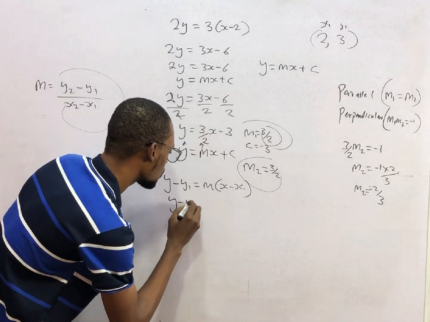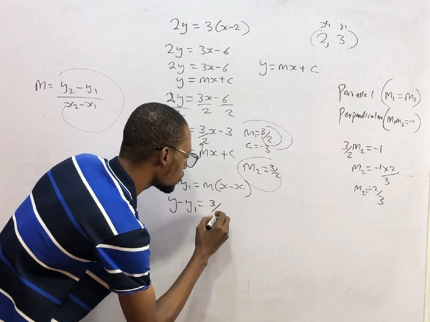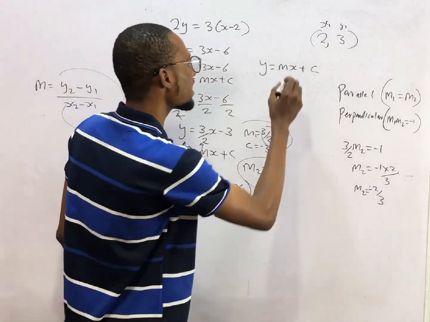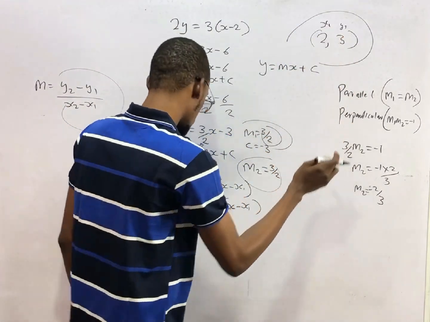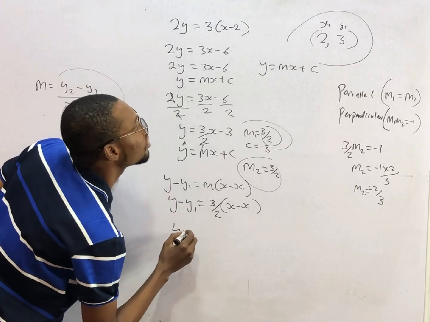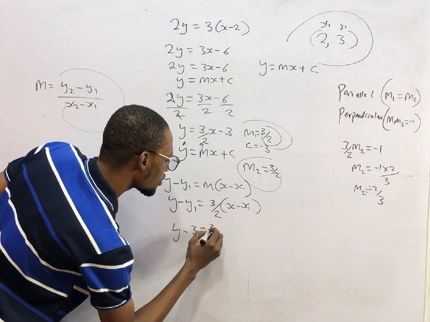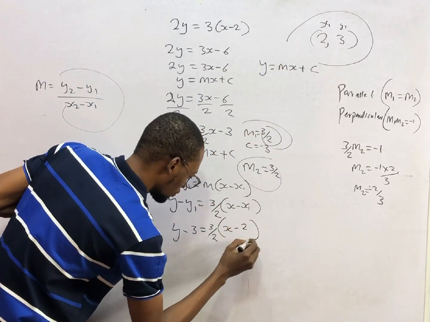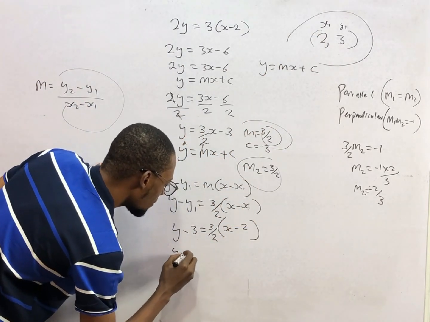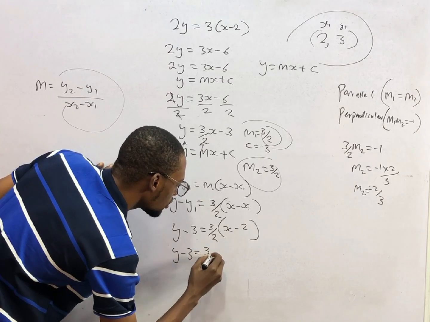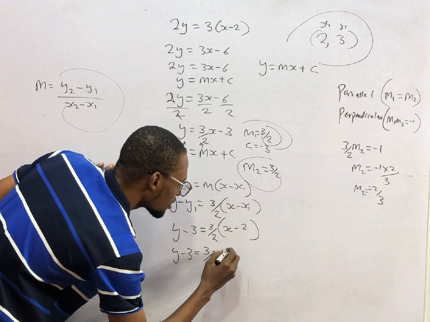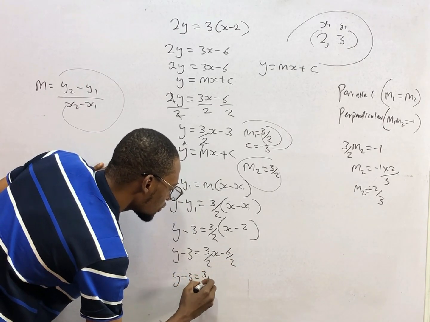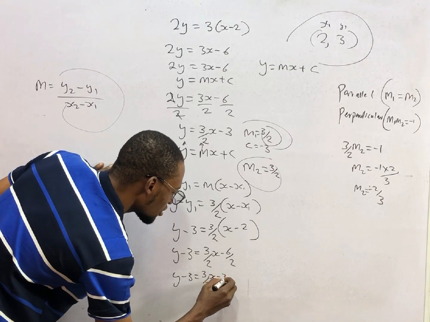We don't need to follow this formula to get gradient because we already have the gradient. Therefore, y minus y1 is equals 3 over 2 (x minus x1). The good news for us is that for the second line, we have x1 and y1. Therefore, y minus 3 is equals 3 over 2 (x minus 2). This simply gives you y minus 3 is equals 3 over 2x minus 6 over 2. Y minus 3 is equals 3 over 2x minus 3.